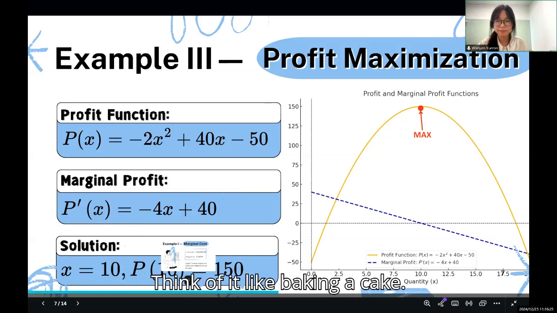Think of it like baking a cake. Too little effort and it's undercooked. Too much and it burns. Calculus helps businesses find the sweet spot.